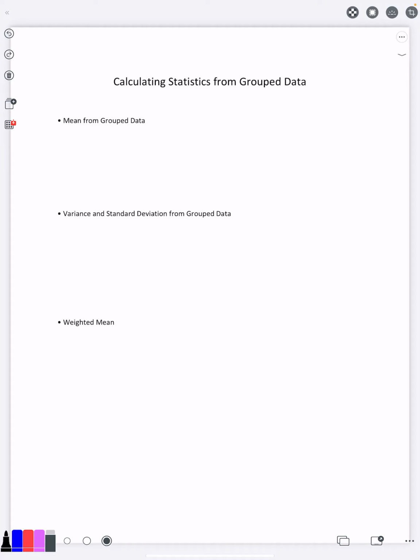In previous videos, we learned how to calculate the mean, variance, and standard deviation given a set of data. We learned both the population and the sample versions of those. But what we're going to look at now is what happens if, instead of all the data, you're given grouped data. So we had an example where we took a bunch of data and broke it up into classes.